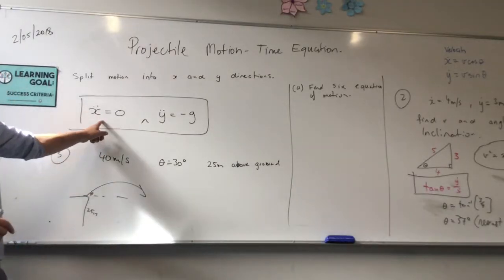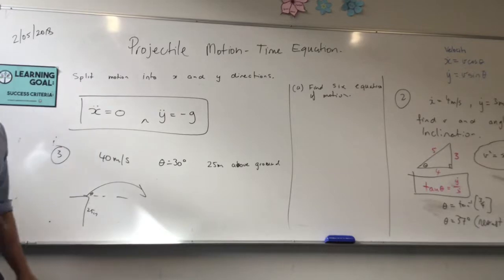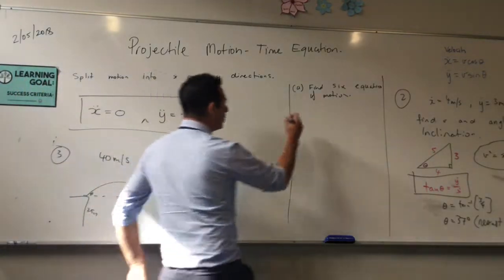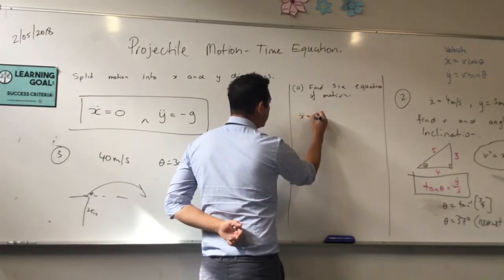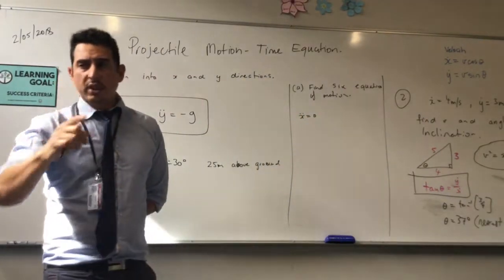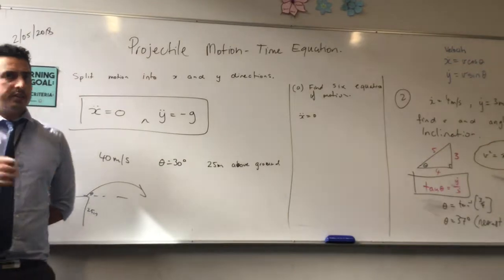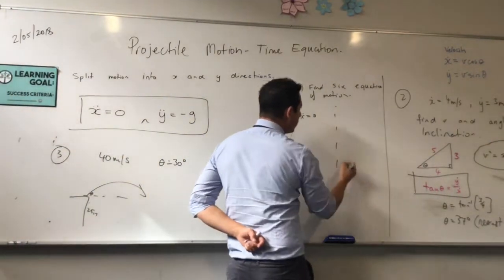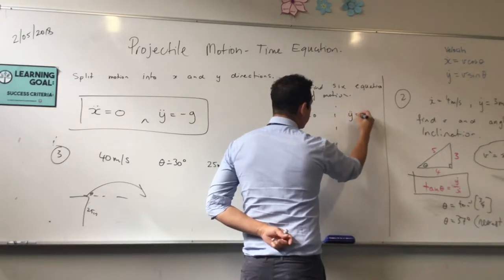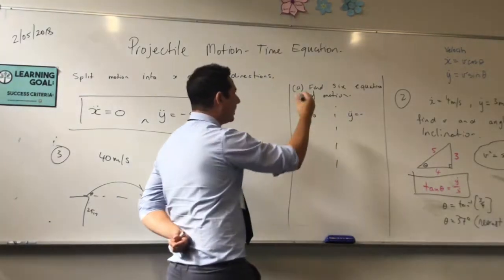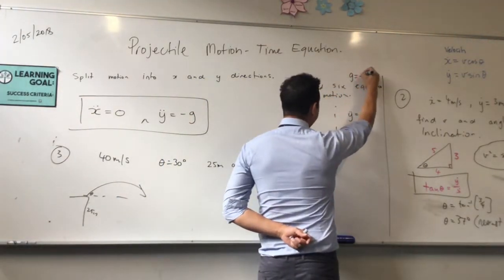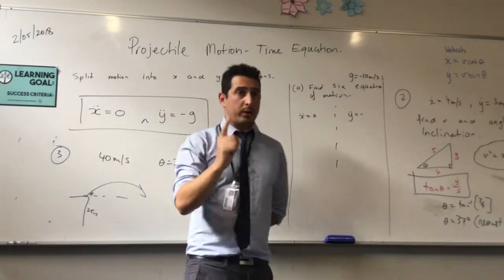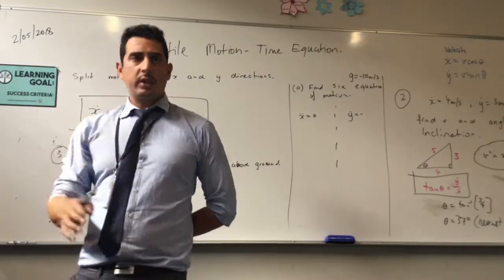We always know this. This is always the case, so we can write that down. X double dot is 0. So whenever you get a projectile motion question, you can just write that down. And you know that Y double dot equals negative g. Here it tells you that g is 10 meters per second squared. The question will tell you whether we use that or not, so it'll be written in there.